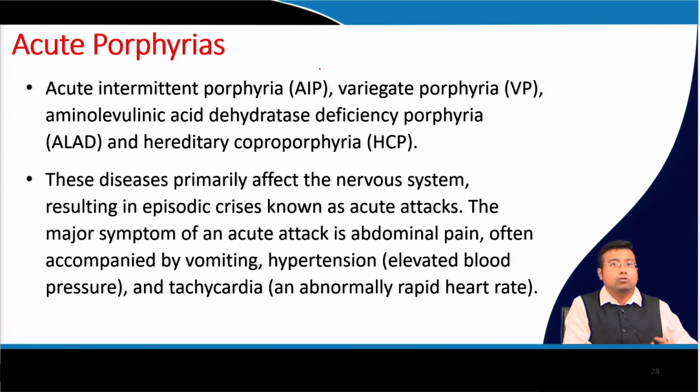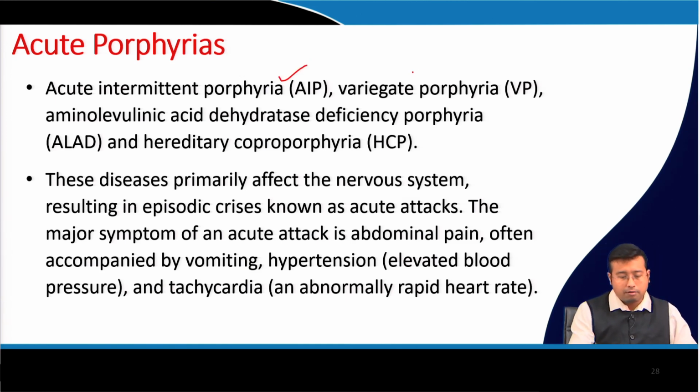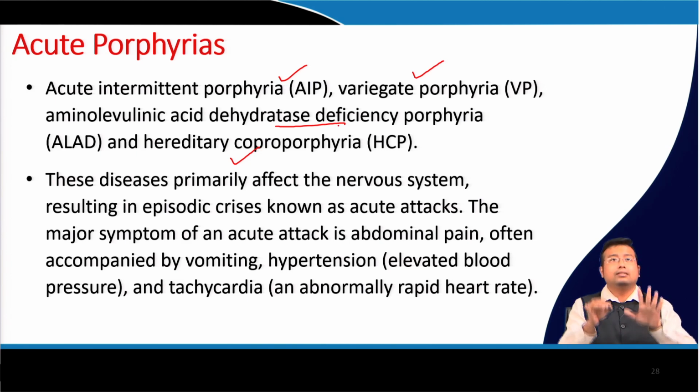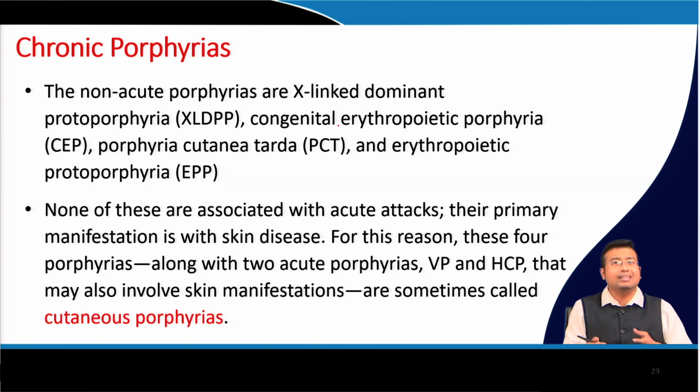Yesterday the patient was normal, today there is acute abdominal pain, right. So, not only acute intermittent porphyria, the varieties of porphyria that are considered acute are acute intermittent, variegate and hereditary coproporphyria, as well as ALA deficient porphyria. So, these four comprise similar features, so they are known as acute porphyria, whereas chronic means symptoms develop very slowly.